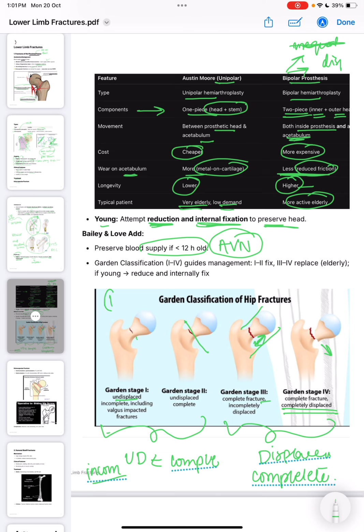So just to recap, जो number 1 है, that is incomplete undisplaced. This number 2 is complete but undisplaced. This number 3 is complete and also partially displaced, and this is both complete and completely displaced, right? So Garden classification helps us figure out कि हमने manage कैसे करना है. 1 to 2 में हम fixing करेंगे, ठीक है. So fixing का क्या मतलब है कि हम screws use करेंगे, dynamic hip screw use करेंगे, CCS use कर सकते हैं. So we can use screws and plates in order to fix it. लेकिन इसमें हमने क्या करना है, एल्डरली में हम रिप्लेस करेंगे, राइट, क्योंकि ये डिस्प्लेस्ड है ना.